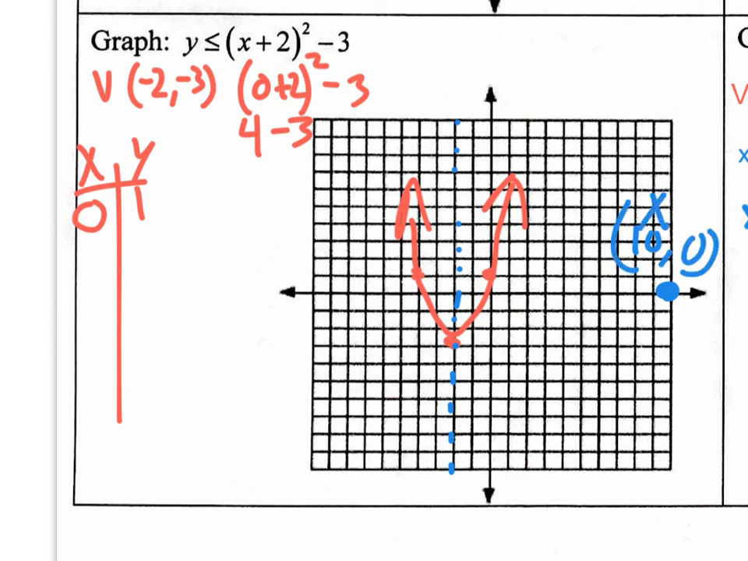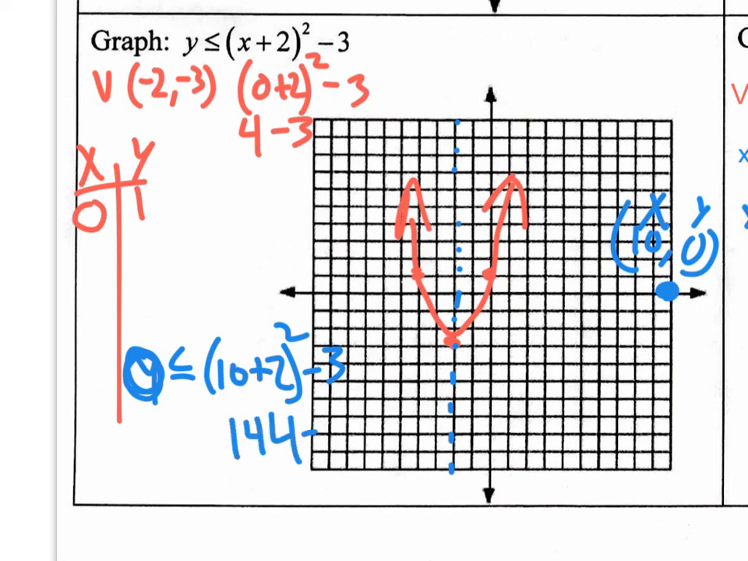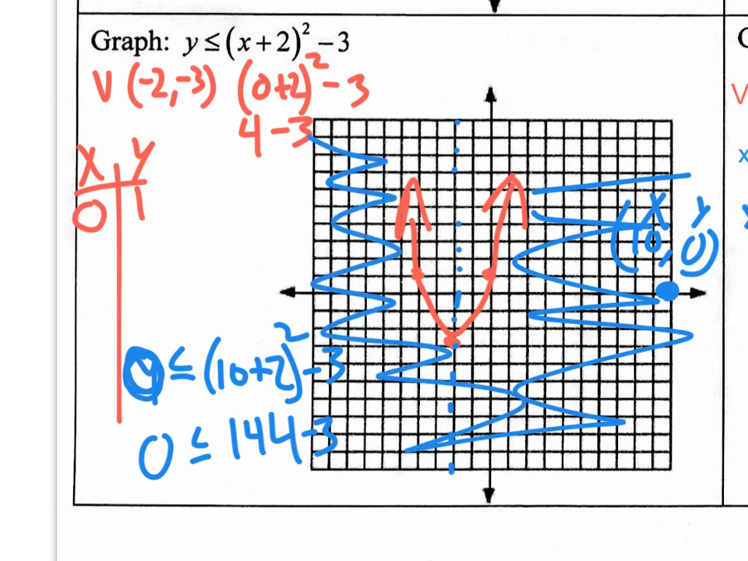If you plug in your 10 for x, you're going to end up with 10 plus 2 squared minus 3. And you're going to have the inequality with the y right here. And the y is 0 in this case because (10, 0). So 0 right here, 10 right there. Work it out. You're going to get 12 squared. That's 144 minus 3. Is it greater than or equal to 0? Yes, it is. So what do we know? That this point is a solution. That means that all the solutions are on the outside of the parabola. So you shade in all the outside of the parabola.